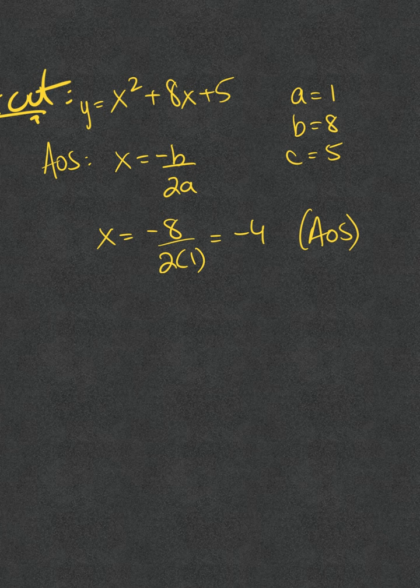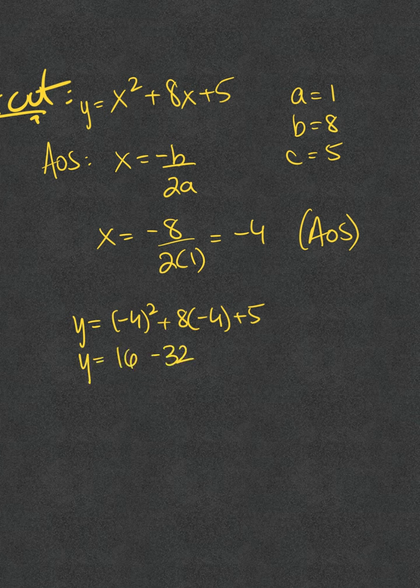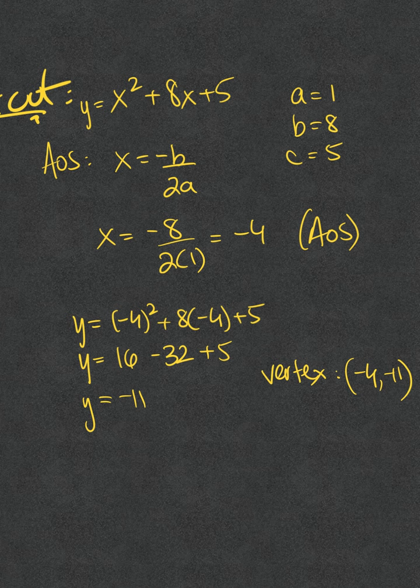Now to get the y value of the vertex, we're just plugging it in. So you're putting -4 into your x value. So -4 squared plus 8 times -4 plus 5. This becomes 16 minus 32 plus 5. And that is -11. And if you look back, your vertex is indeed -4, -11. So you found your values.